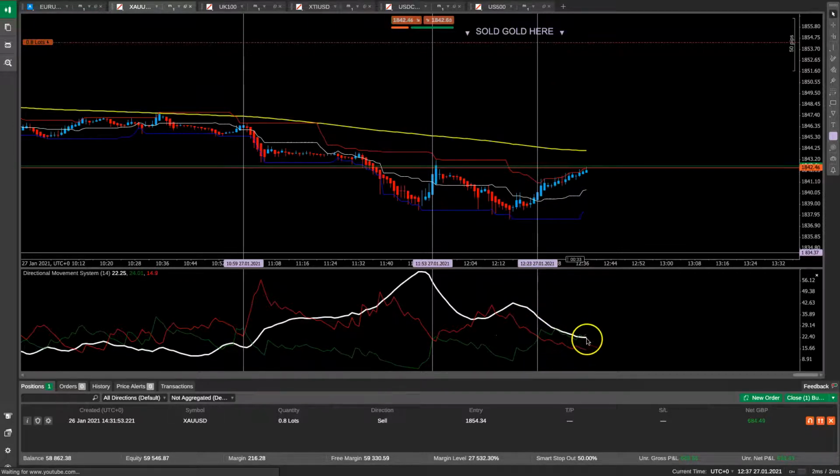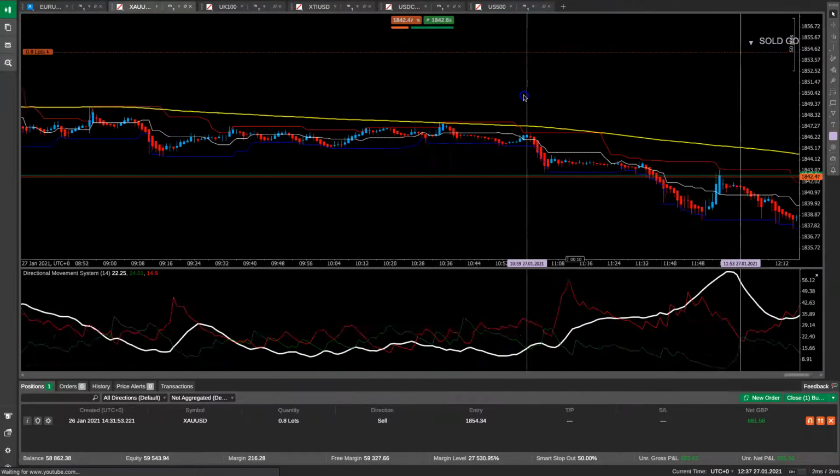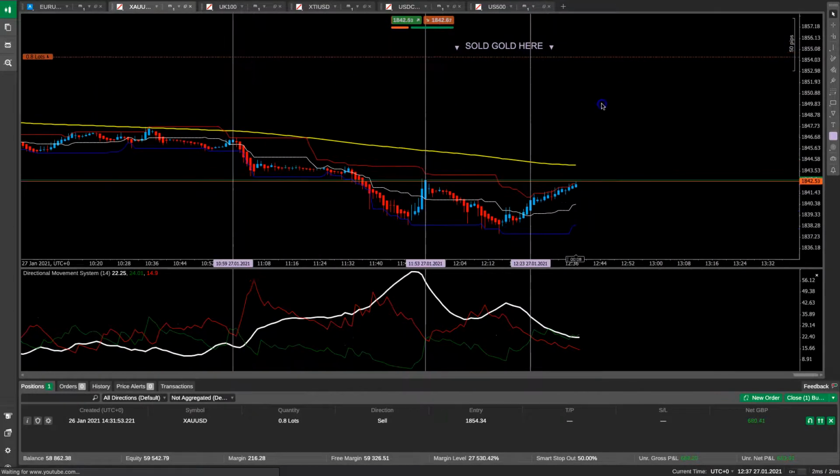It doesn't look very strong because the distance between the green and the red is very small compared to the green and red here. So this could turn up like that, or it could go like that. I don't know. I'm not clairvoyant, but usually price is getting quite close to the 200 moving average. So, you know, let's wait and see.